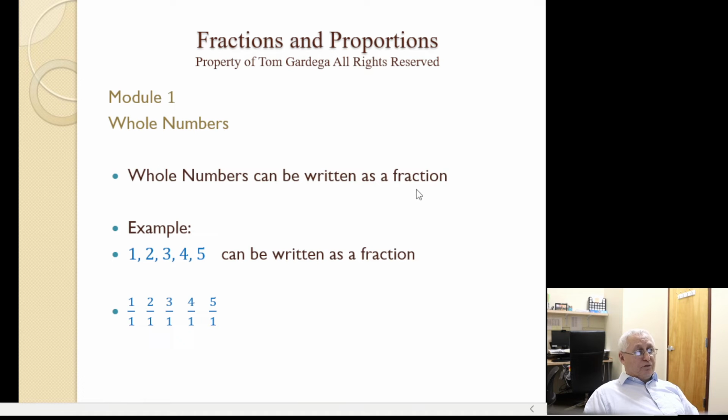Whole numbers can be written as a fraction also. For example, the whole numbers 1, 2, 3, 4, 5 can be written as a fraction. All we have to do is put them over 1. 1 over 1, 2 over 1, 3 over 1, 4 over 1, 5 over 1. If we divide any number by 1, that number stays the same. For example, 5 divided by 1 is still going to equal 5. Likewise, in multiplication, 1 times 1 is still 1, 1 times 2 is still 2, 1 times 3 is 3, 1 times 5 is 5. It does not change the value, but in this case it does put it into a fractional form, A over B or N over D.